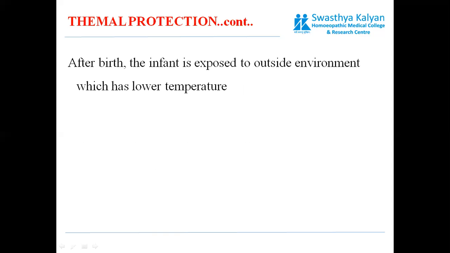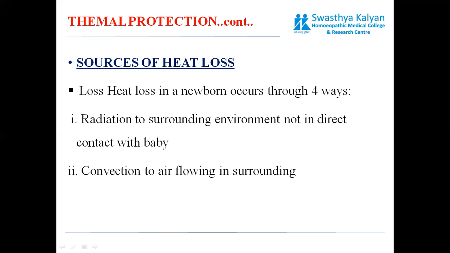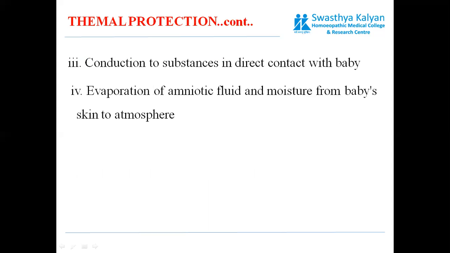Now we will discuss sources of the heat loss. So heat loss in a newborn occurs through four ways. First way is radiation. Radiation to the surrounding environment, which is not in direct contact with the baby. Second source, convection. Convection to the air flowing in the surrounding. Then third source, conduction. Conduction to the substances which are in direct contact with the baby.